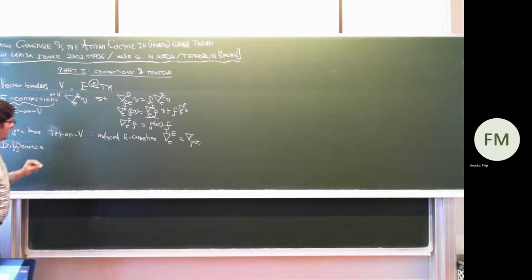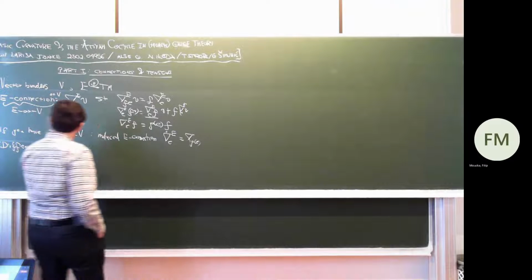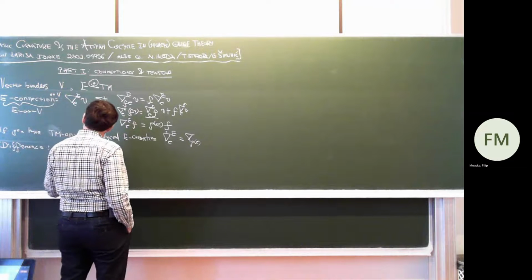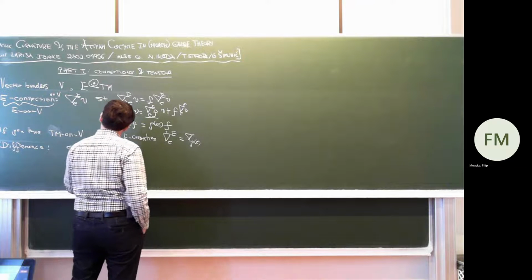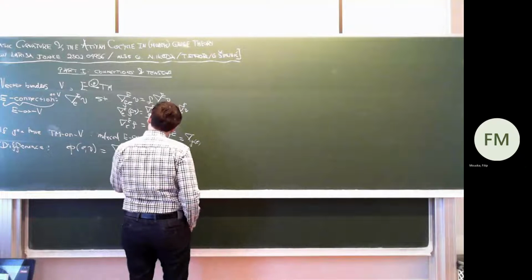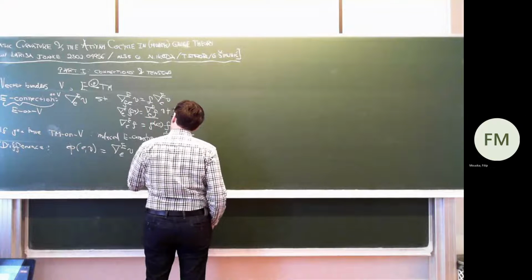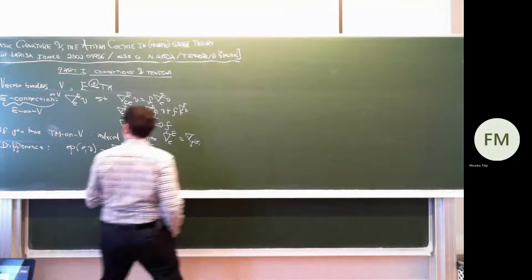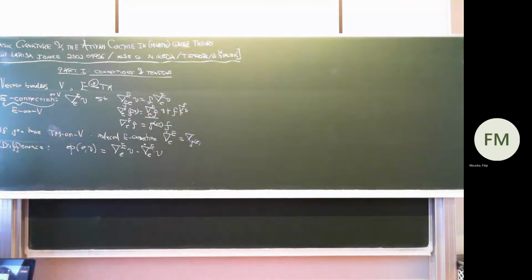It will also be useful in the following to define the difference between the two. When we choose the induced connection, the difference will be zero, of course. But in general, I will define phi of E, V as the difference of these two: nabla E V minus nabla bullet E V. This is of course linear in both arguments.